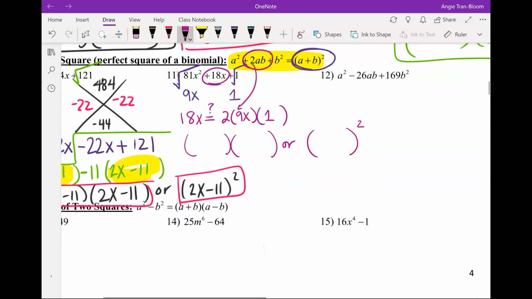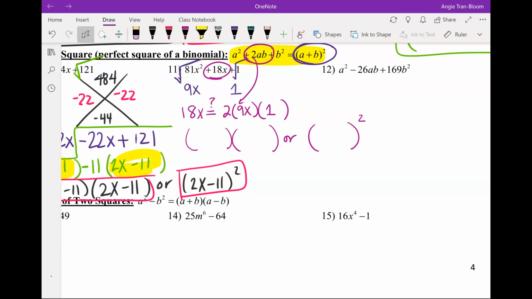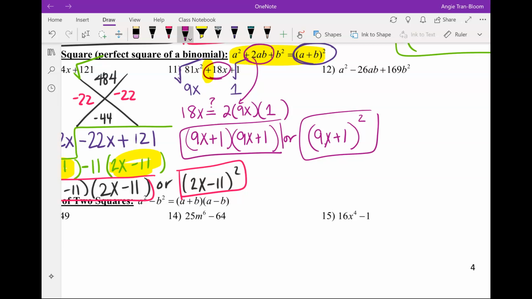What goes in our two factors? We start with 9x, because this has an addition of 18x. Can you see the sign right here? So is it going to be plus or minus? Plus. Plus what? 1 for both. They are identical. If you don't feel like writing it twice, can I just write it once and then square it? Yep, either one will be totally okay.